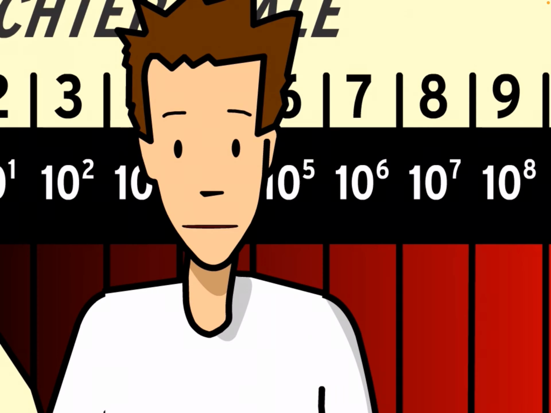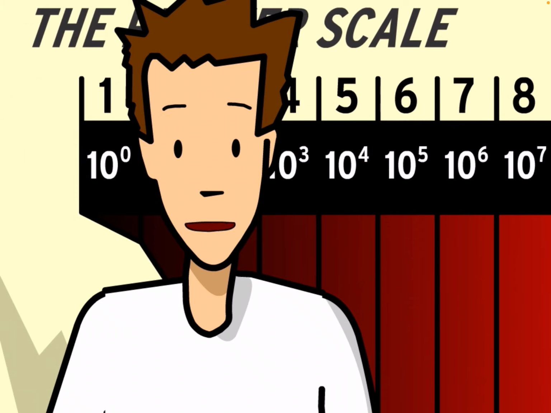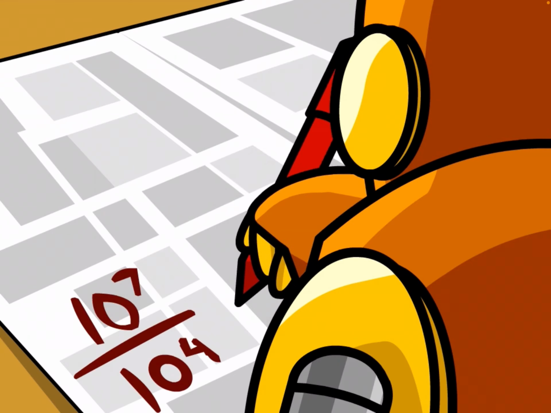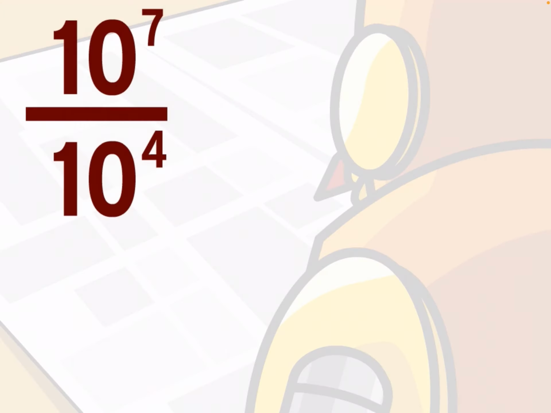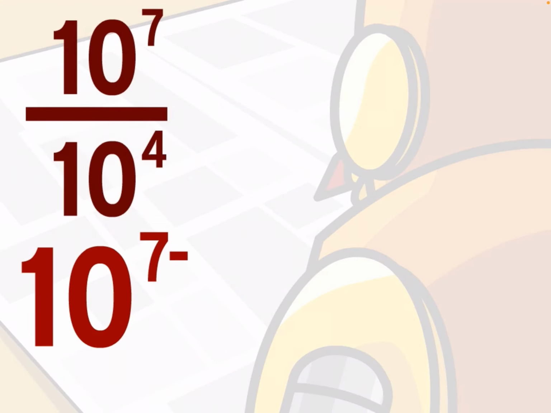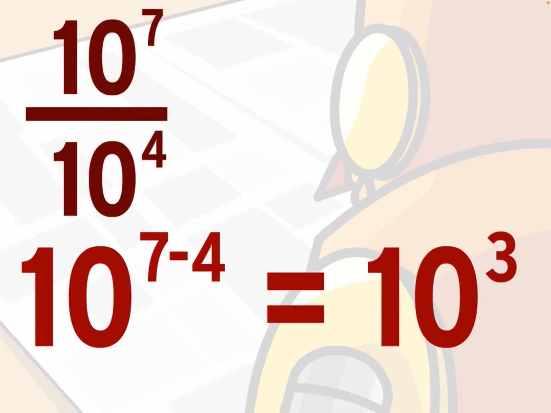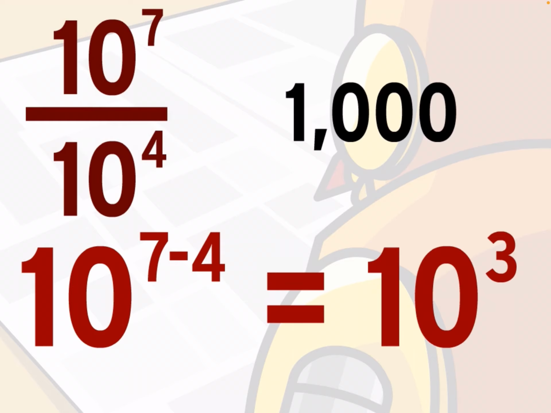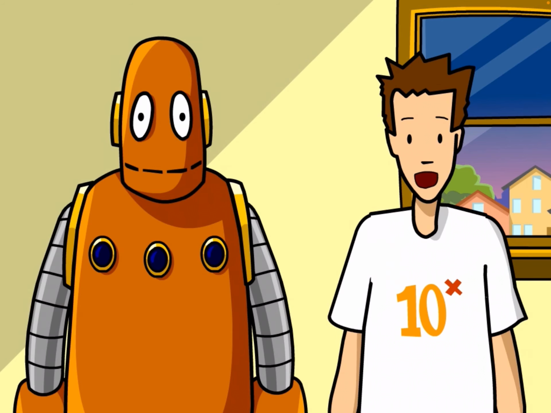You got it. An earthquake that registers 8 on the Richter scale has an intensity of 10 to the power of 7. So, how many times more intense is an earthquake that measures 8 on the Richter scale than an earthquake that measures 5? We can find out by dividing. You divide powers that have the same base by subtracting their exponents. You've got 10 to the power of 7 minus 4, which equals 3. 10 to the power of 3 is 1,000. So that Richter 8 earthquake is 1,000 times more intense than the Richter 5 earthquake. Nice work, Moby.